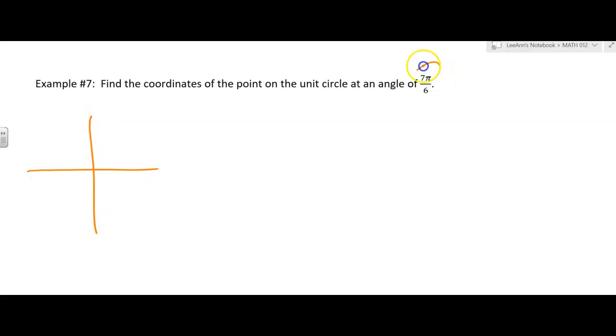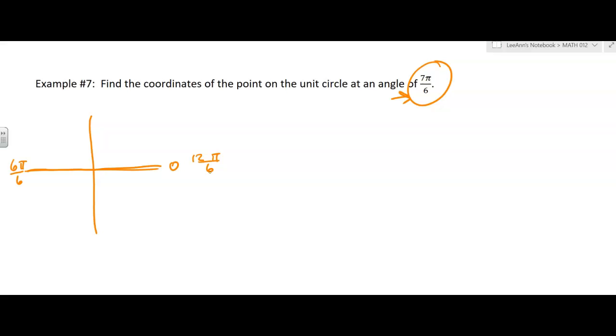So the first thing is, what's 7 pi over 6? Where is that? Well, this is 0, right? And this is pi. So remember 180 is pi. So that's going to be 6 pi over 6. I like to think of it in terms of my common denominator. And then this would be 12 pi over 6 if I were to go all the way around, right? That would be 2 pi.